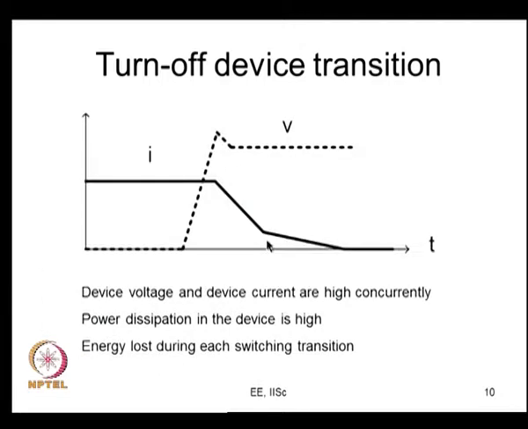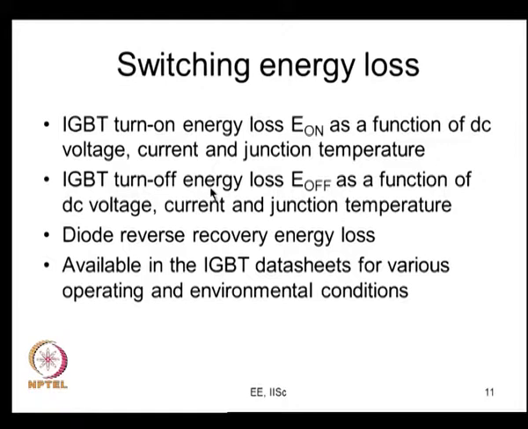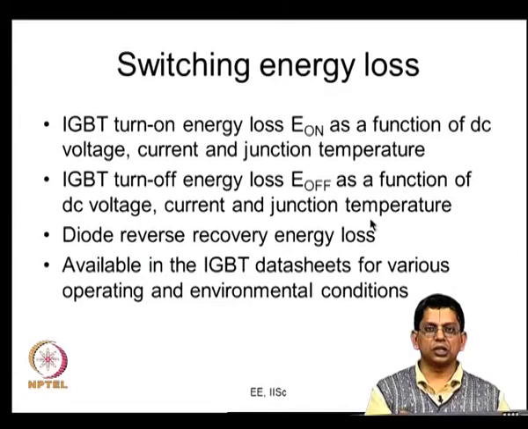Similarly, you have the turn off transition, and we find the same kind of story here: before the current starts falling, the voltage across the device has risen. So, there is a significant amount of loss now. So, there is this turn on energy loss E on, and the turn off energy loss E off. These are available as functions of DC voltage, current and junction temperature. Normally they are available in the data sheets.